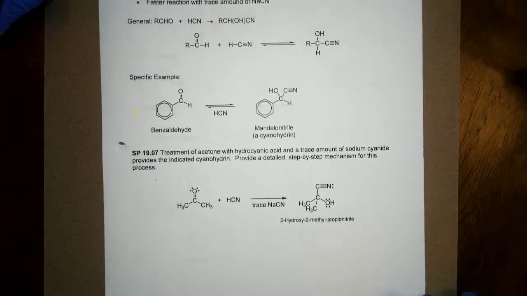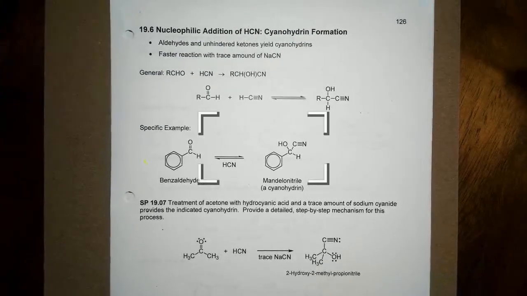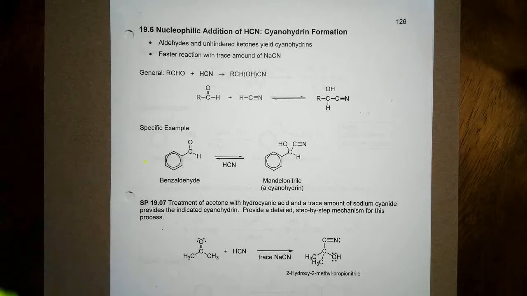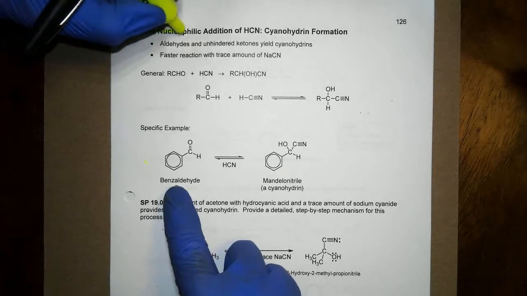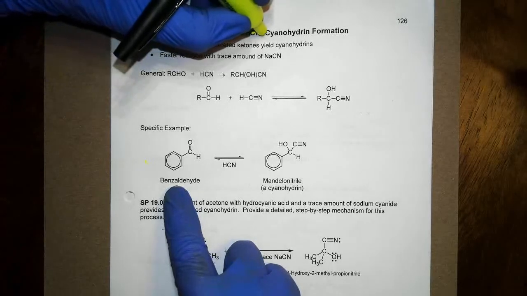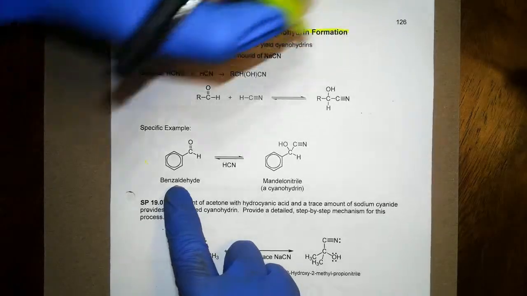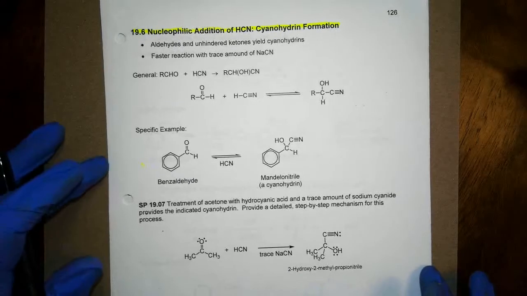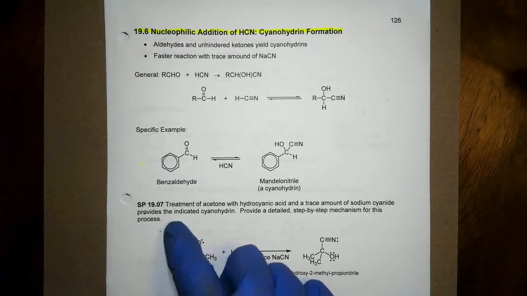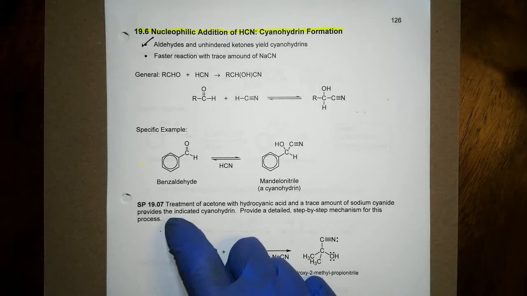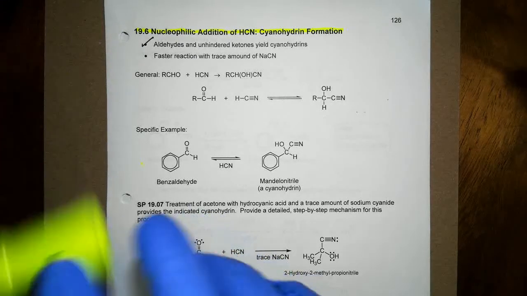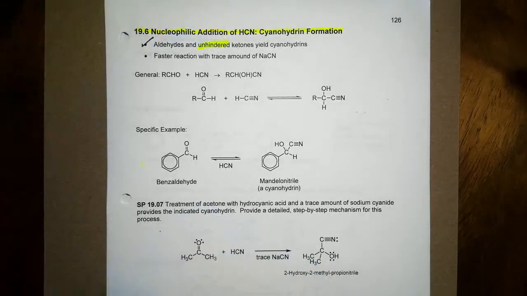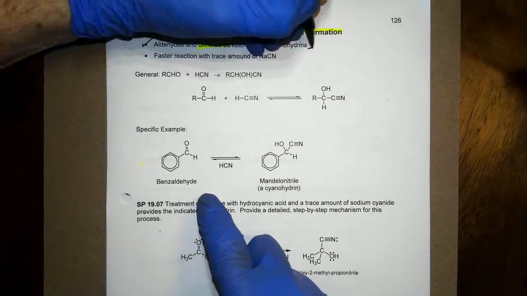Let's keep talking about these kinds of reactions, though, because they're pretty cool. I want to segue to section 19.6 on page 126, and we'll start looking at the nucleophilic addition of HCN. Okay, HCN is hydrocyanic acid. Some people call it hydrogen cyanide, and yes, it's very poisonous, but it makes a really good reactive substrate if you handle it with care. Aldehydes and unhindered ketones, in other words, ketones that don't have a lot of bulk around them, will give us something called a cyanohydrin.